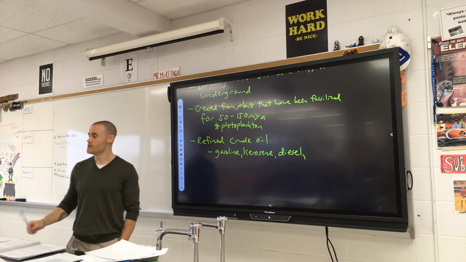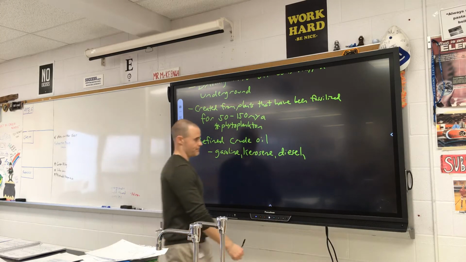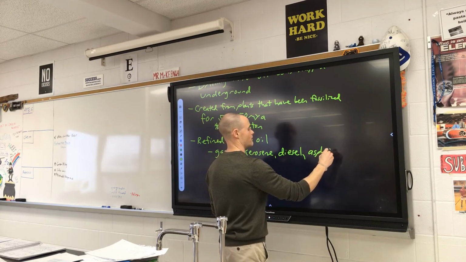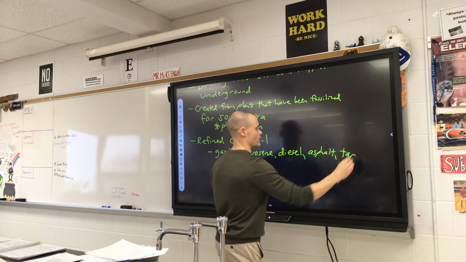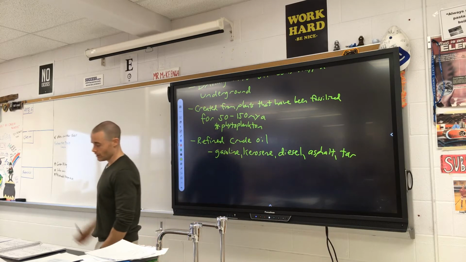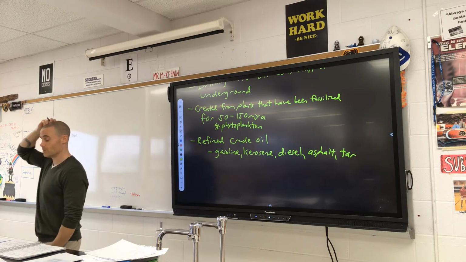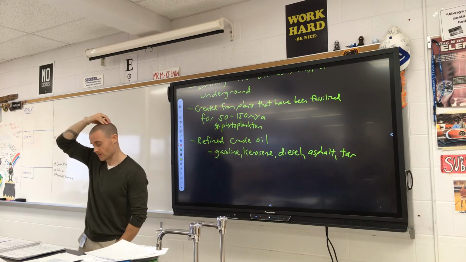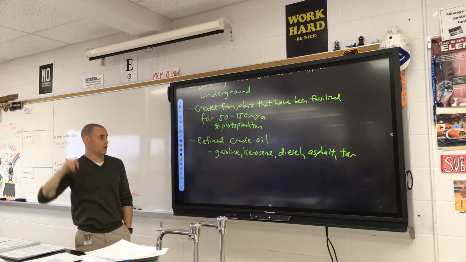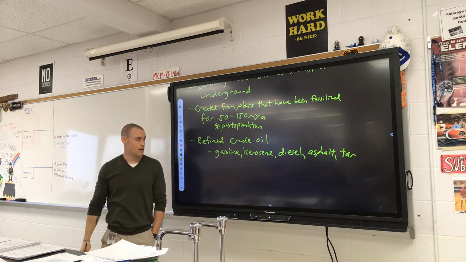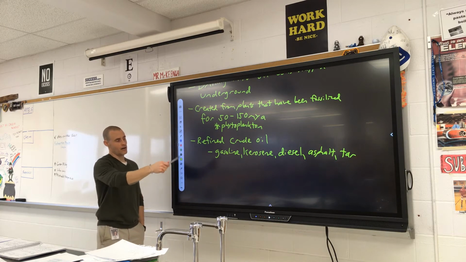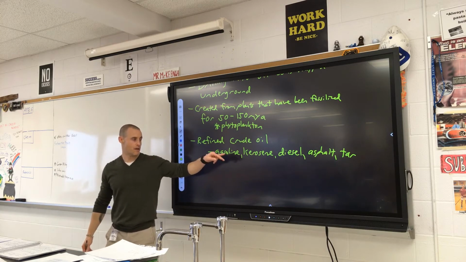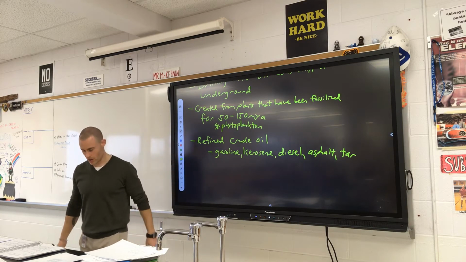What else? We drive on it. Roads. What's it made of? Asphalt. And I'll give you one here: tar. Also, you need oil for plastic as well. A lot of plastic is made from oil. We use plastic all the time for everything. But anyways, all right, good. So yes, refined crude oil, and I'm going to show you how that's done. A picture of it: gasoline, kerosene, diesel, asphalt, tar.